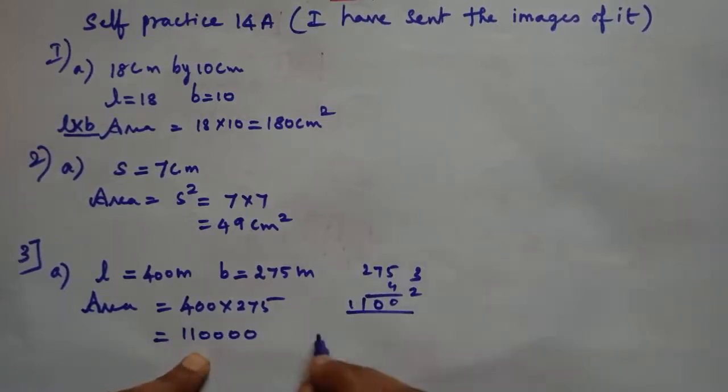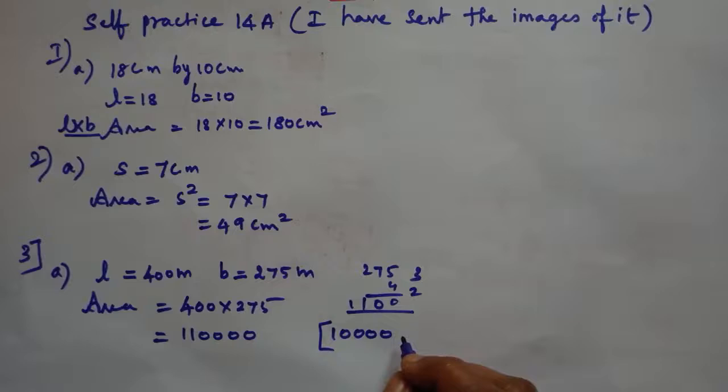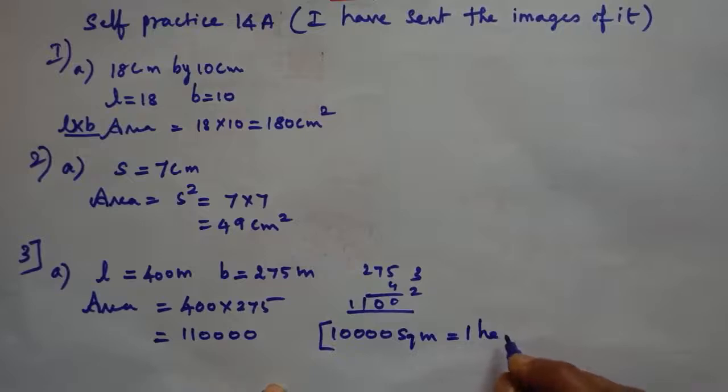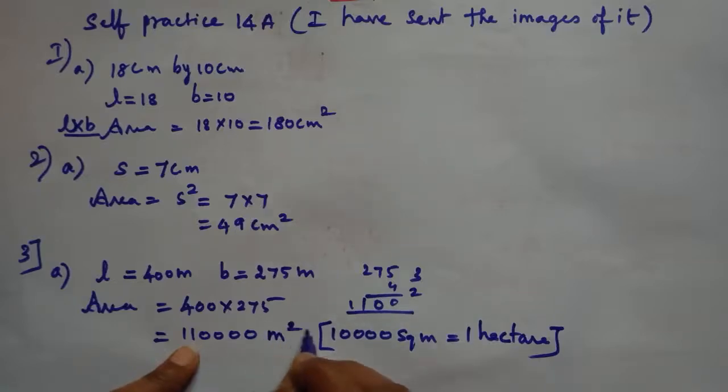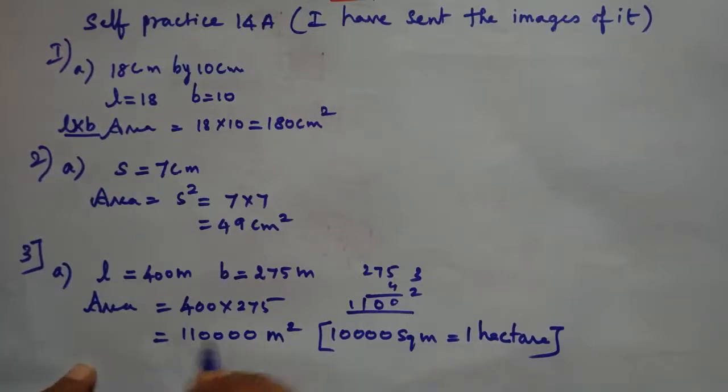Here students listen, 10,000 square meters is equal to 1 hectare, 1 hectare. Square meter or meter square, both are the same. So here we should convert it into hectare. How do you convert this? You have known 10,000 square meter is equal to 1 hectare. So you should divide this amount by 10,000.